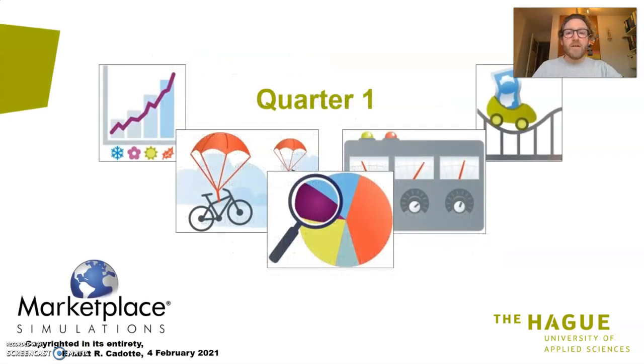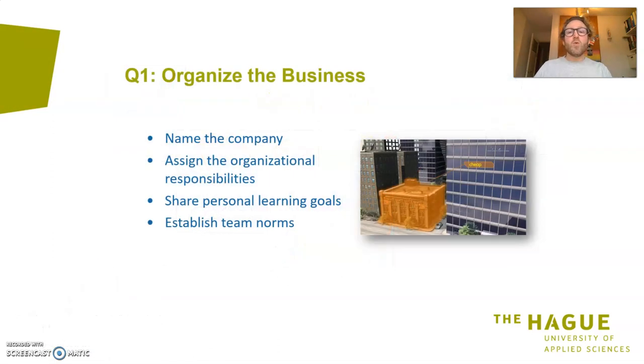So, the first quarter. What will happen? The theme of the first quarter is to organize the business. So you're going to name your company. You're going to assign responsibility, so who does what, who's responsible for which part. You're also going to discuss how you want to work together as a team.